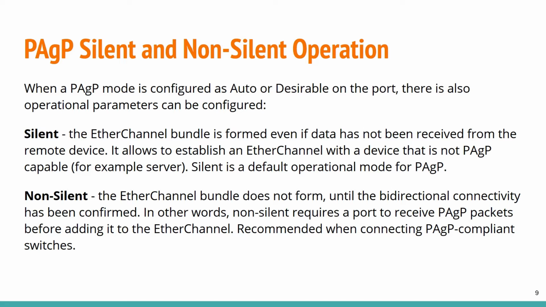When a PAgP mode is configured as auto or desirable on the port, there are also operational parameters that can be configured. The first one is silent. The EtherChannel bundle is formed even if data has not been received from the remote device. It allows you to establish an EtherChannel with a device that is not PAgP capable, for example, a server. Silent is the default operational mode for PAgP.